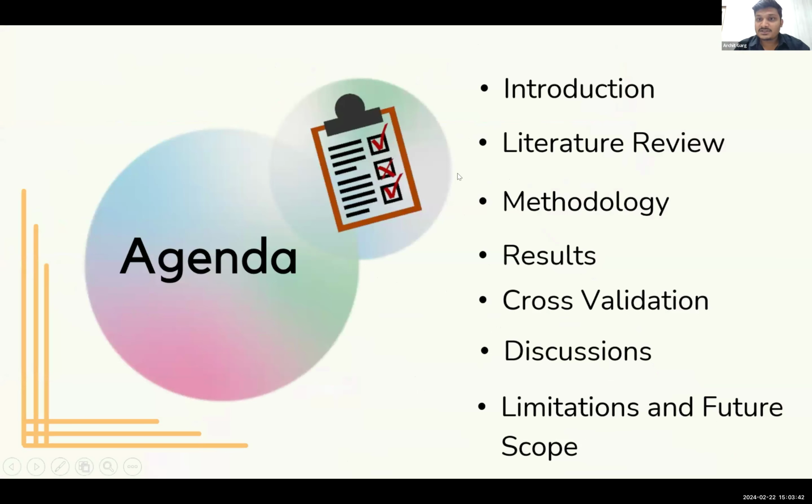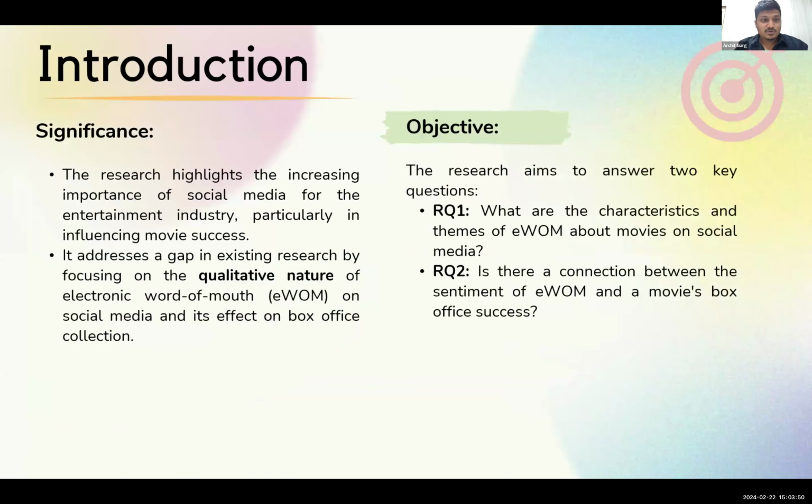So today we're going to cover the introduction, literature review, methodology, followed by results, cross-validation, discussion, and finally we'll see limitations and future scope. So there is a lot of social buzz going around across social media, and according to recent data, 2.95 billion people are on social platforms, whether it be Twitter, Instagram, YouTube.